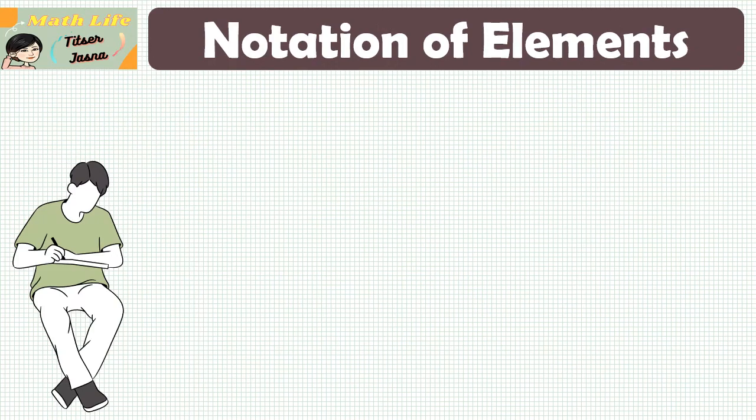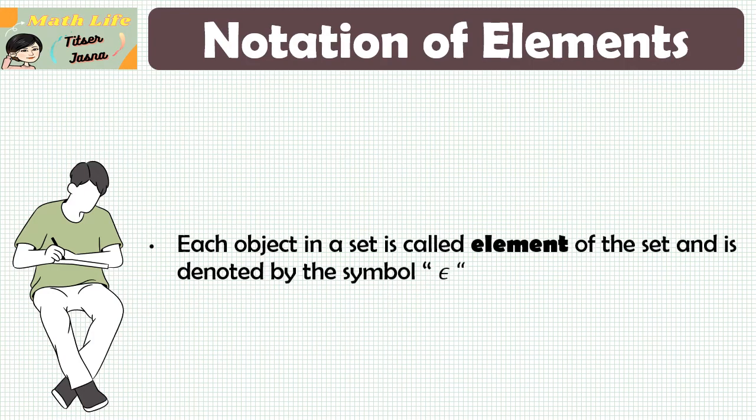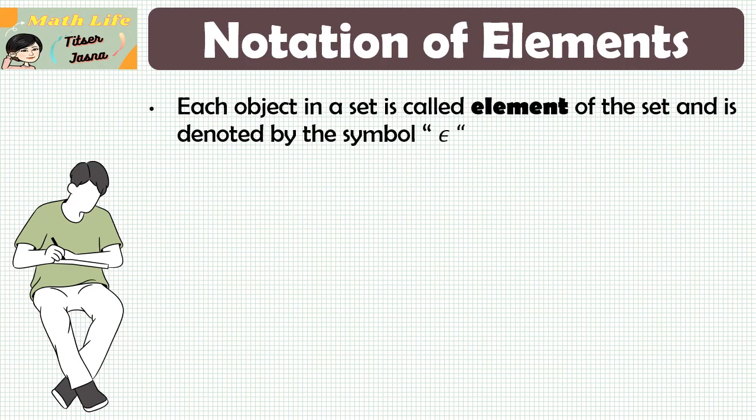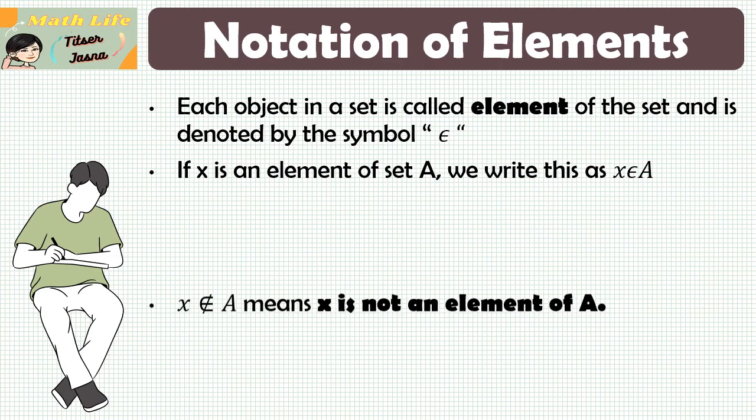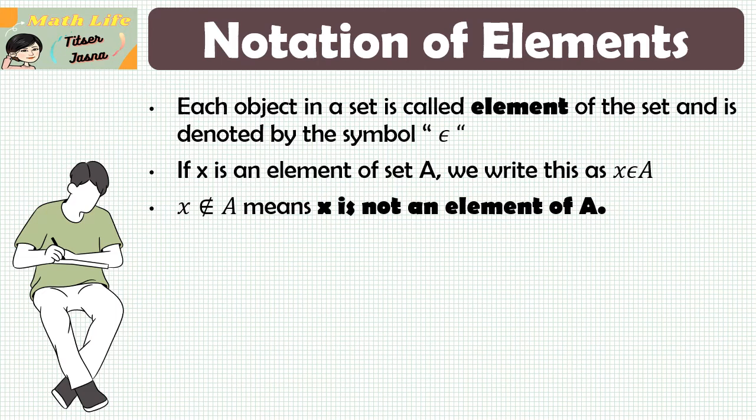Okay, let's talk about the notation of elements. When we say notation of element, it is the symbol we use to represent the elements. Each object in the set is called an element of the set, and it's denoted by this symbol. If x is an element of set A, we write x is an element of A. If it is not an element, we write x is not an element of A. Okay?